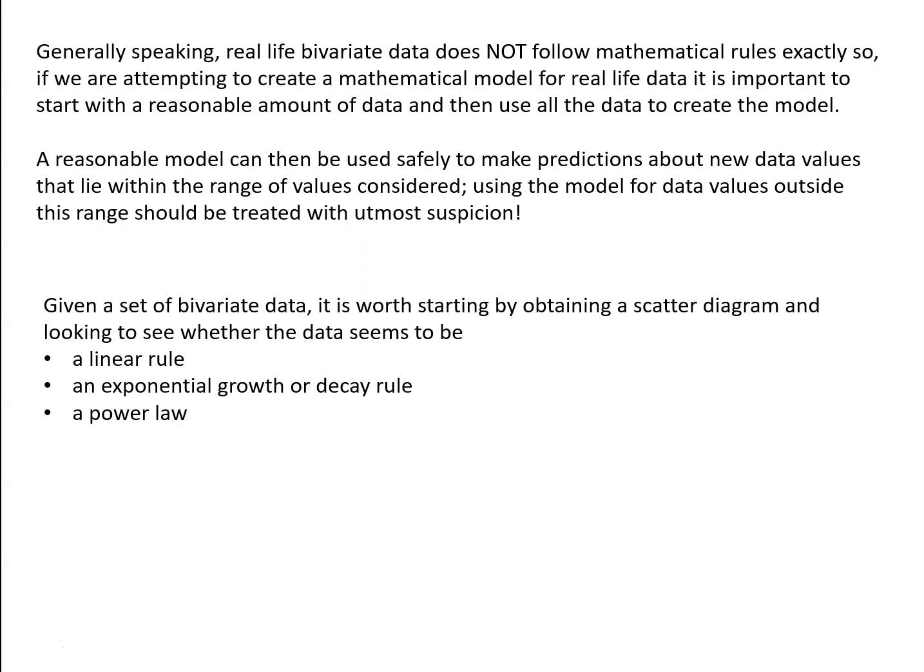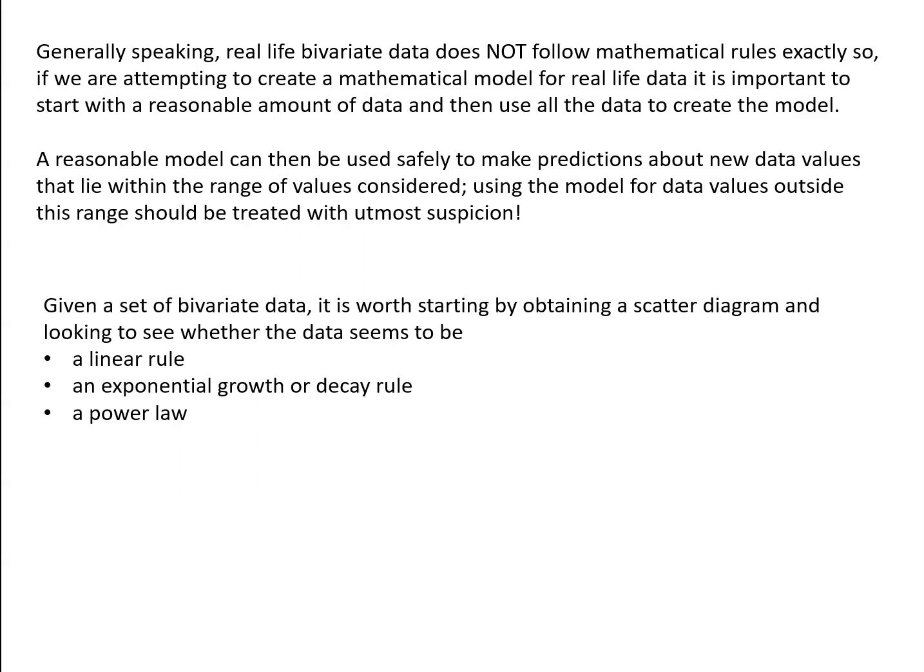Given a set of bivariate data, it's worth starting by obtaining a scatter diagram and looking to see whether the data seems to be a linear rule, that is a rule of the form y equals mx plus c, or an exponential growth or decay rule, or a power law. So it's important that we should recognize each of these different types of graph. Now a straight line graph is fairly obvious.